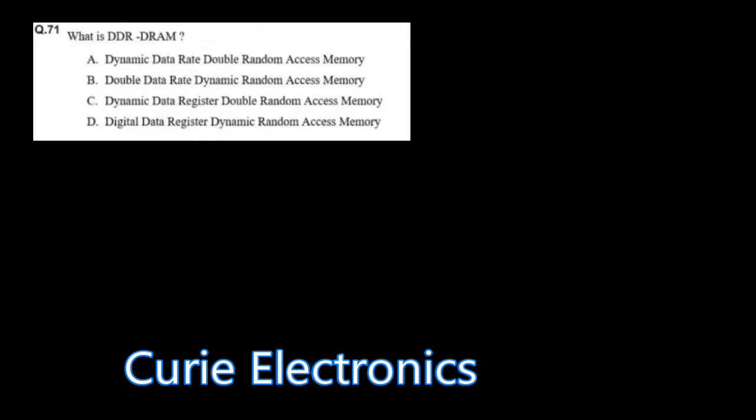Question number 71. What is DDR? DRAM means dynamic RAM. The word dynamic is there in the second option, dynamic RAM. So option B is the right answer. Double data rate dynamic random access memory.